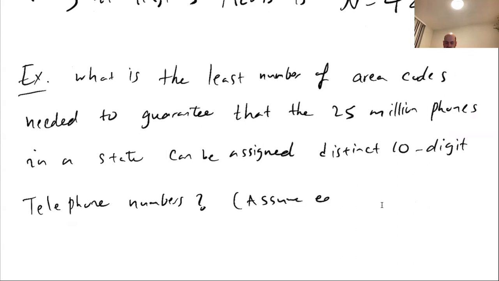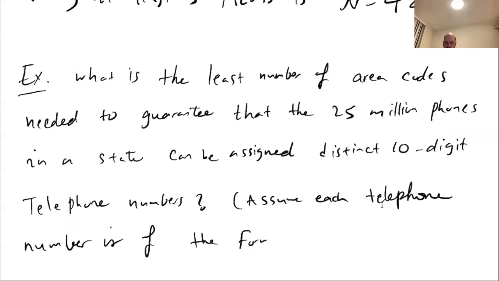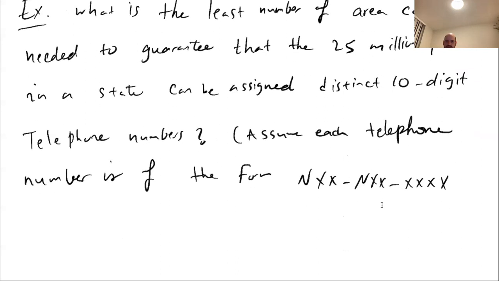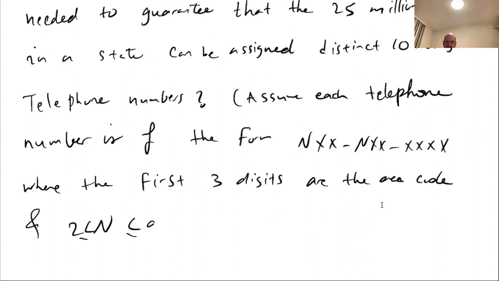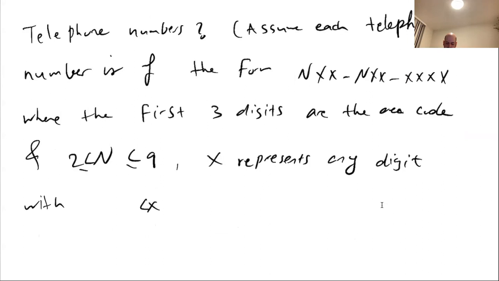Assume each telephone number is of the form nxx-nxx-xxxx, where the first 3 digits are the area code, and n is between 2 to 9, and x represents any digit with x between 0 to 9.